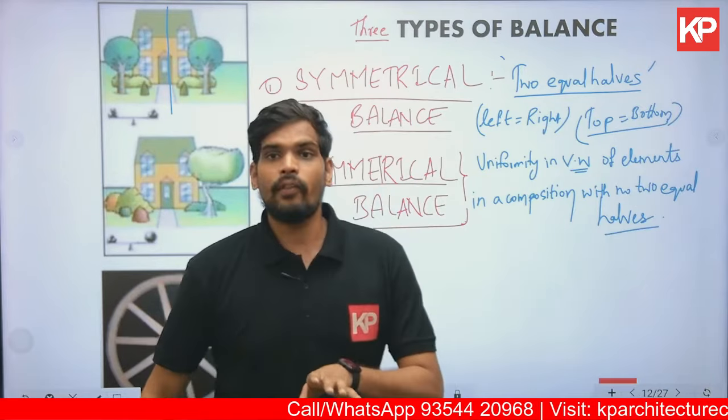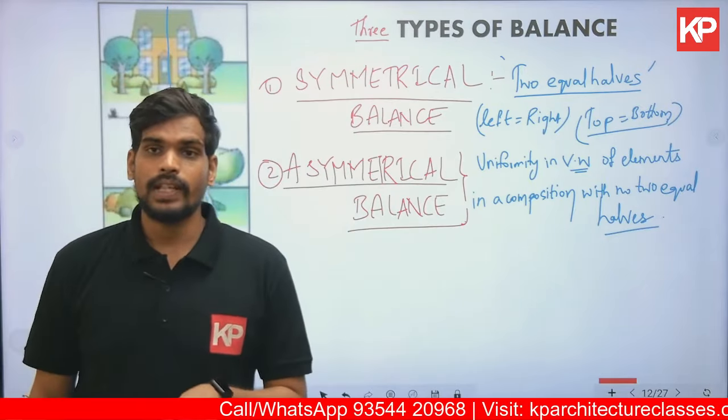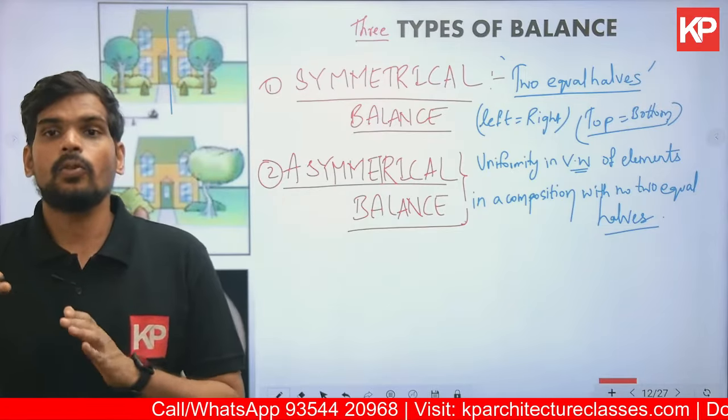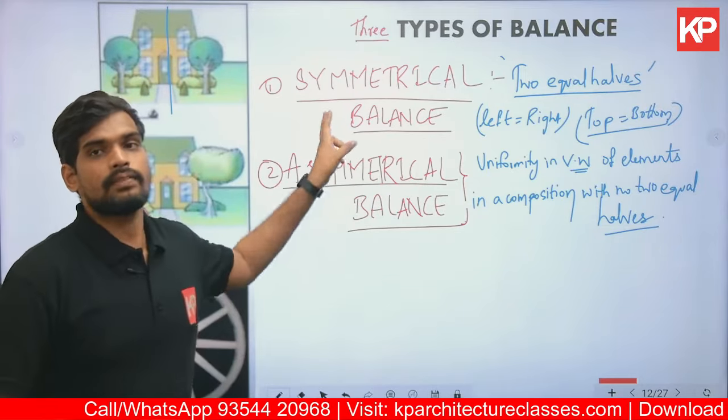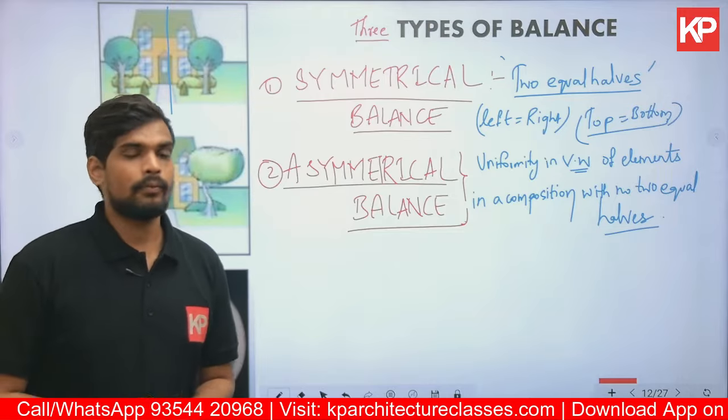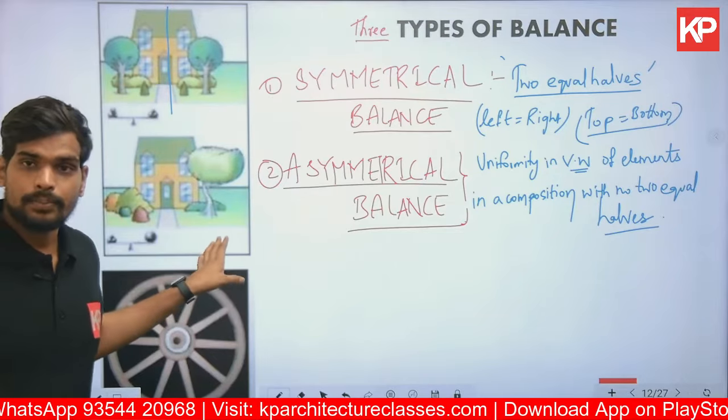So there should be uniformity in the distribution of visual weight of the elements in the design, but with no two equal halves. Because if there are two equal halves, it will become symmetrical balance. That's the first type of balance. So in the second example, you can see this picture over here.